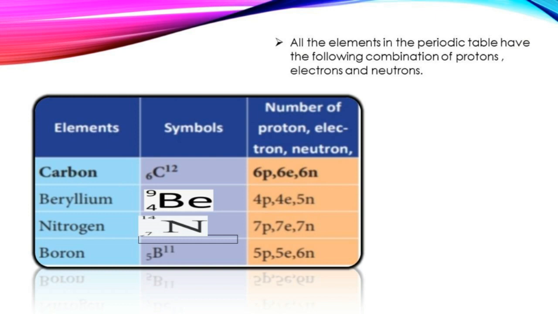So how to calculate the neutrons? By simply subtracting the atomic number from the mass number. So 12 minus 6 is equal to 6. So there are 6 protons, 6 electrons and 6 neutrons in a carbon atom.